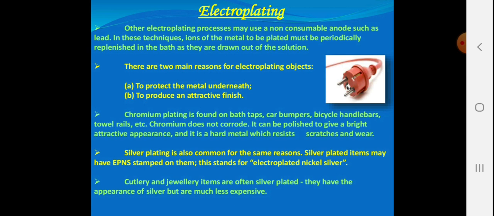Silver plated items may have an EPNS stamp on them. This stands for electroplated nickel silver. It is not originally silver, but it is plated with nickel silver. Cutlery and jewelry items are often silver plated. They have the appearance of silver but are much less expensive.